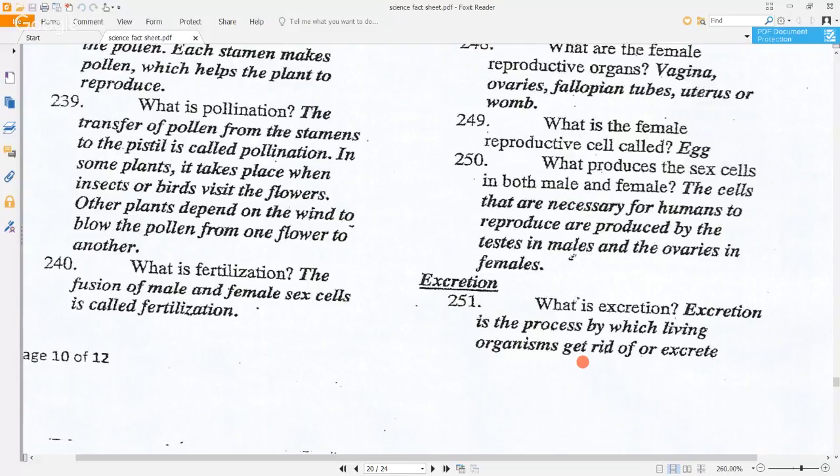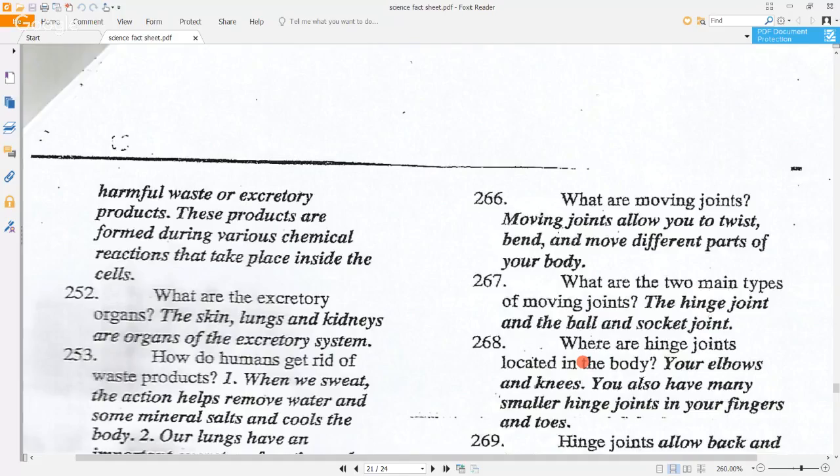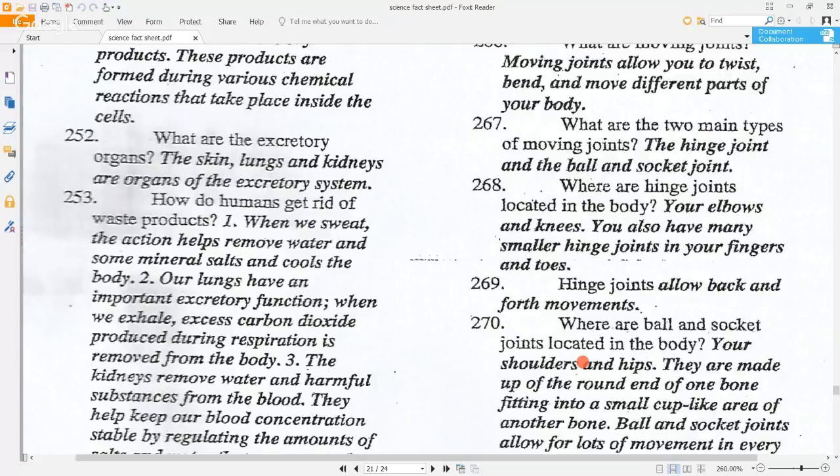Excretion. What is excretion? Excretion is a process by which living organisms get rid of harmful waste or excretory products. These products are formed during various chemical reactions that take place inside the cells. What are the excretory organs? Well, the skin, the lungs, and the kidney are the organs of excretion.